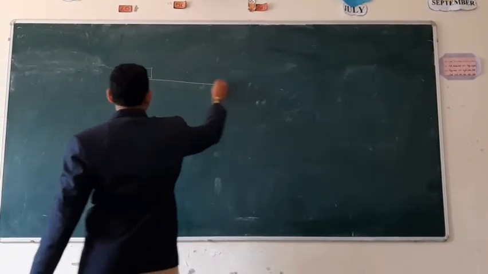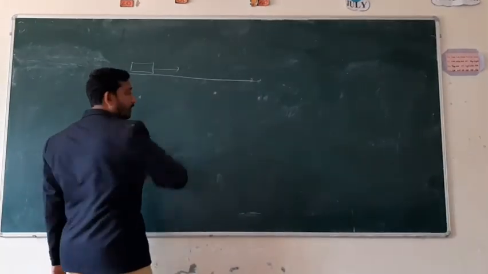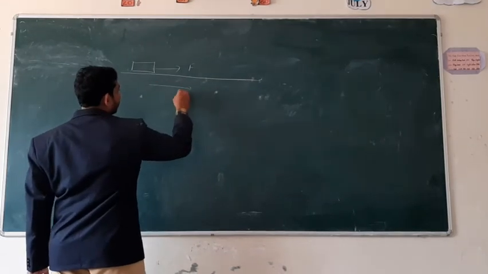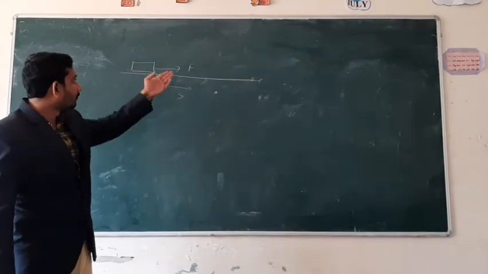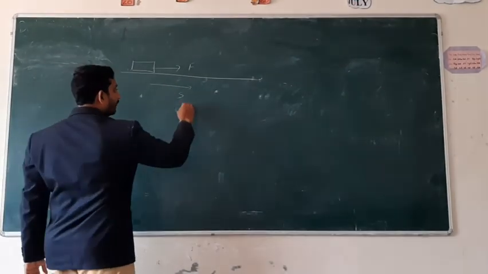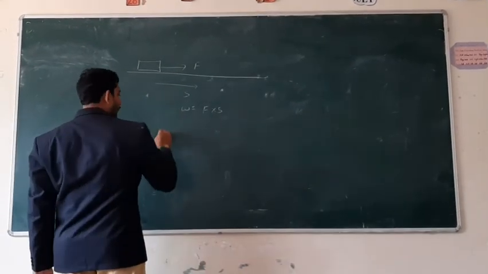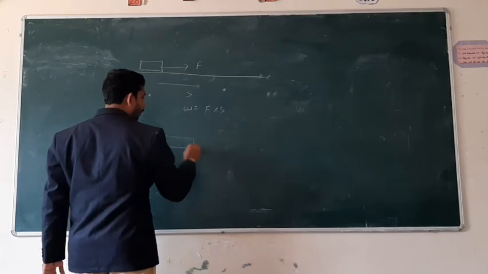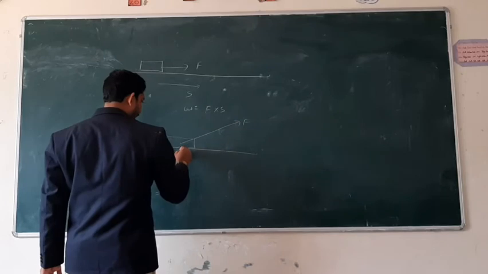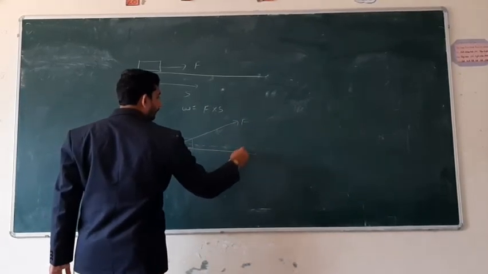An object is placed on the surface, some force F is applied on it, and the object is displaced some distance. There is no angle between them. These two are parallel to each other. Here work done W equals F into S. What if the force is acted on the object at an angle, and this object is moving a displacement?